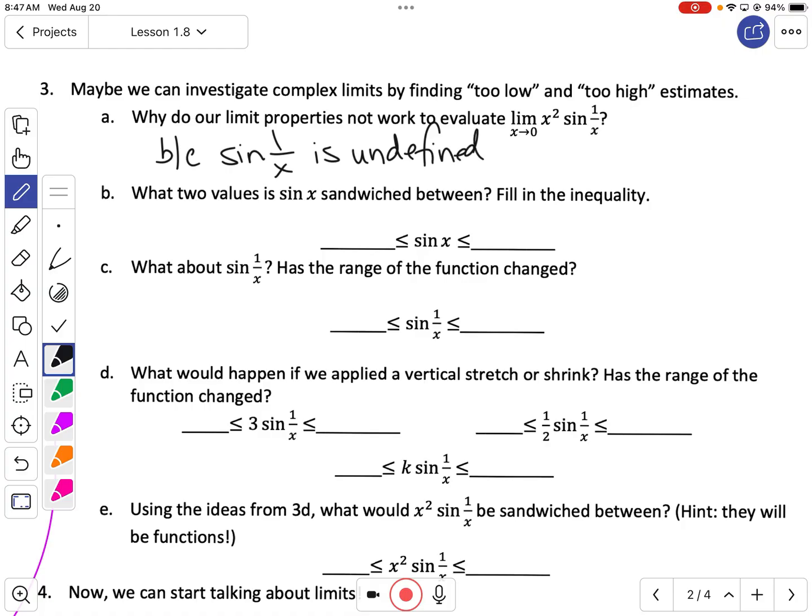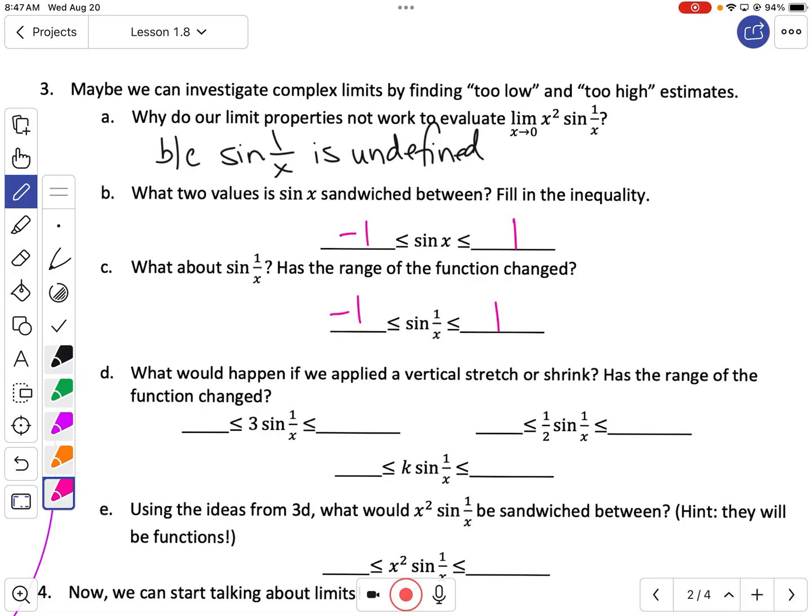Okay, so let's just break it down a little bit. Let's take away the 1 over x and just talk about sine of x. What values does sine of x always rotate between? If you think about the graph of the sine, it's your roller coaster. What does it always go between? 1 and -1. Okay, so what about sine of 1 over x? If I put it in the calculator, does it change what it rotates between? It doesn't. It stays between -1 and 1.